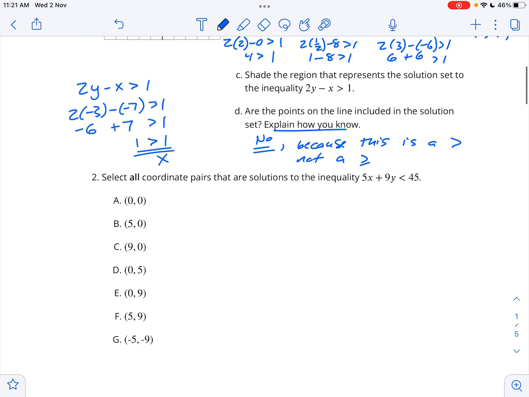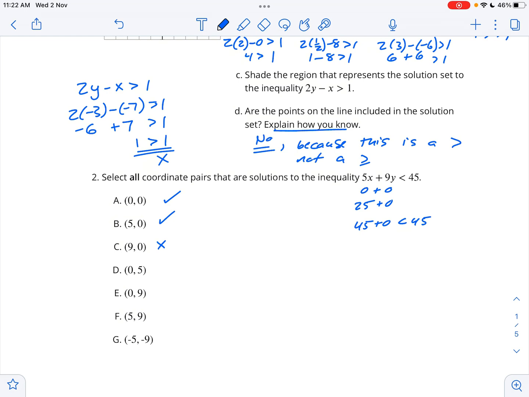Question 2, select all the coordinate pairs that are solutions to the inequality. So on this one, 0, 0 is going to work, because if I plug those in, I'm going to get 0 plus 0, which is less than 45. 5, 0 is also going to work, because when I plug that in, I'm going to get 25 plus 0. 9, 0 is not going to work, because when I plug that in, I'm going to get 45 plus 0, which is not less than 45.